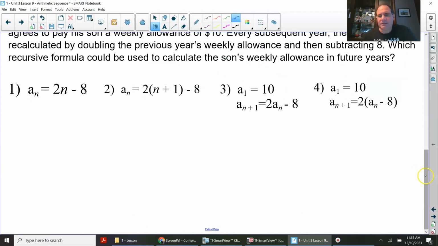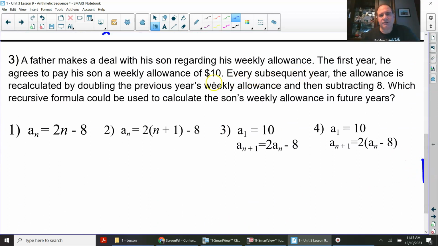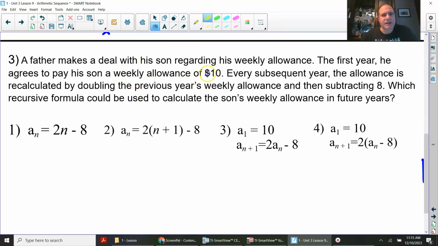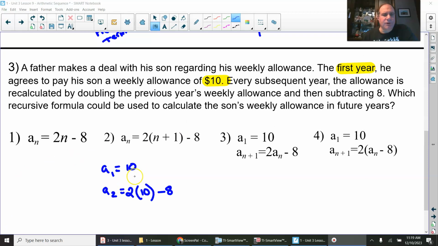Okay, so a father makes a deal with his son regarding his weekly allowance. The first year, I'm going to just highlight some, agrees to pay a weekly allowance of $10, and that's the first year. Every subsequent year, so I just set up a sub 1. It was 10 because that's the $10 they gave as a weekly allowance. And then it says every subsequent year, which is the following year, the allowance is recalculated by doubling the previous year's weekly allowance. So that's 2 times whatever the weekly allowance was in the prior term.